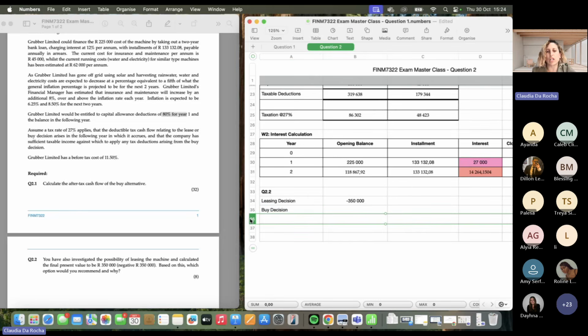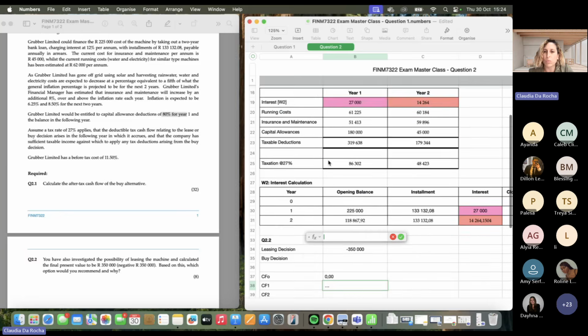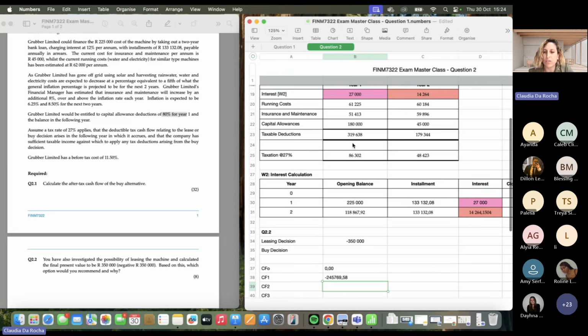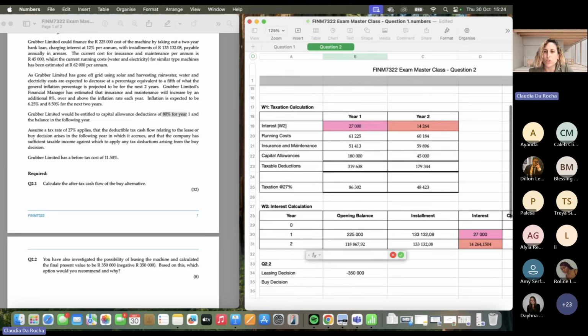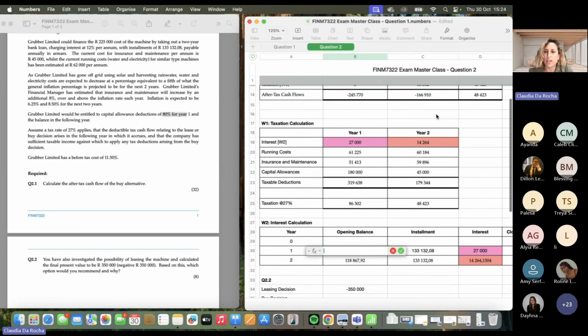Depending on what calculator you are using, I'm using the HP. So I'm going to say cash flow 0, cash flow 1, cash flow 2, cash flow 3. My cash flow 0 is 0 because there isn't anything. My cash flow 1 will be taken from here, it's a negative value. My cash flow 2 here is a negative value. My cash flow 3 is here, it is a positive value.